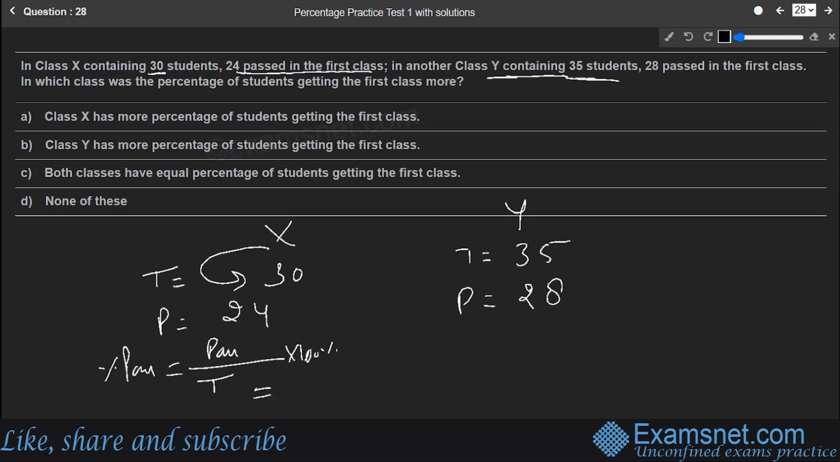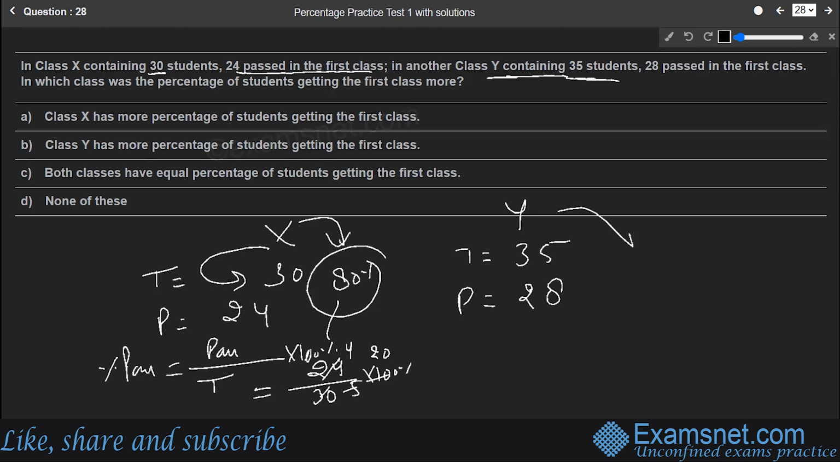Percentage of pass can be calculated by total number of pass students, which are 24, divided by total number of students, which are 30, into 100%. If you solve this, 6 4s are 24 and 6 5s are 30. So 5 can cut this 100 by 20. So for X, it comes out to be 80%.